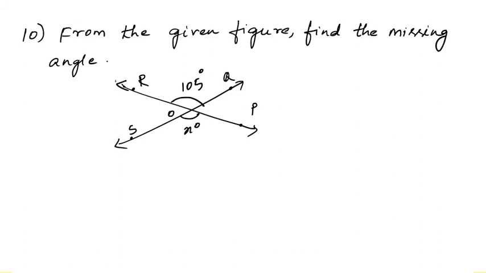So 10th question, from the given figure find the missing angle. Here the missing angle is x degree. So we know that vertically opposite angles are equal. So therefore the missing angle value is 105 degree.